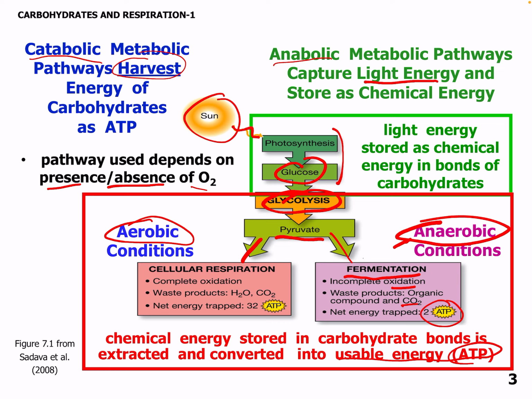In cellular respiration, we have complete oxidation, we have the waste products of H2O and CO2. So again, this is that waste product we need to breathe out with respiration. We also need oxygen for cellular respiration, as we can see. And the net ATP is 32, so you can see it's a much higher net gain than without oxygen.